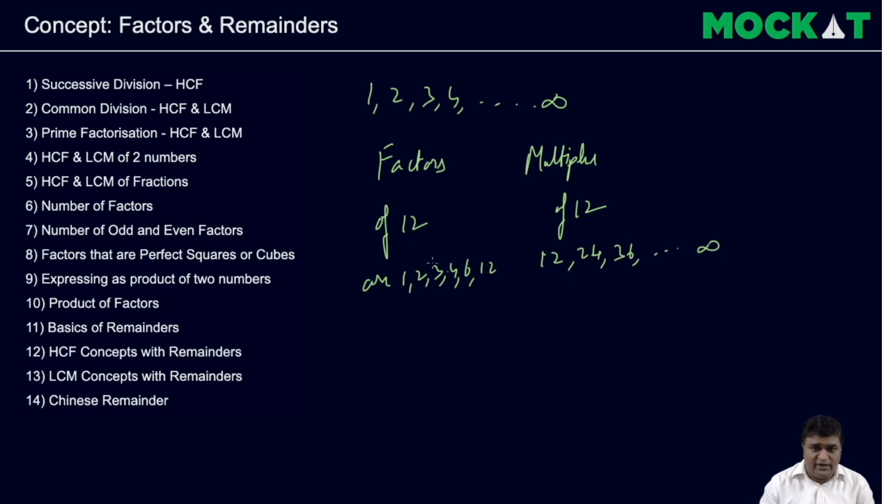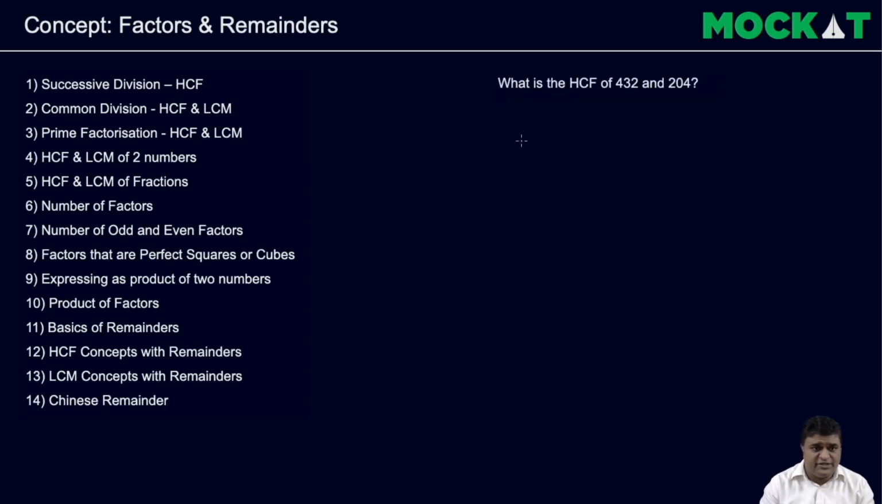Multiples are going to be infinite, factors are finite, right? So these you can count, the number of factors we will come to that. Now the smallest factor of a number is going to be 1, the largest factor is going to be the number itself, the smallest multiple is the number itself, the largest is going to be infinity. So the only factor which is also a multiple is the number itself, every other factor is going to be smaller than a multiple.